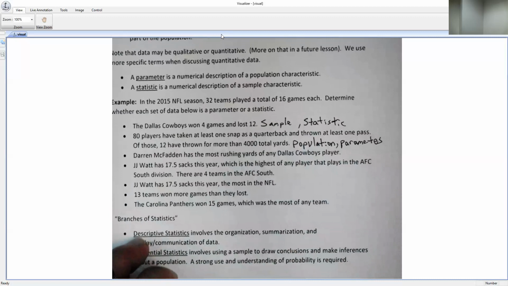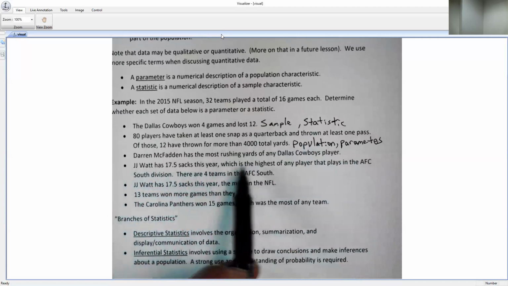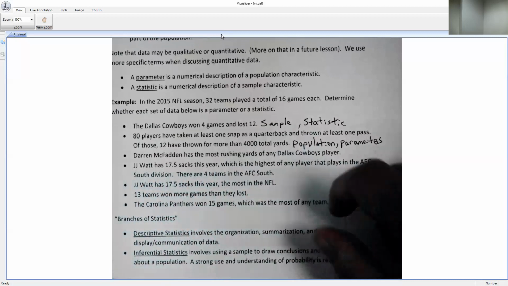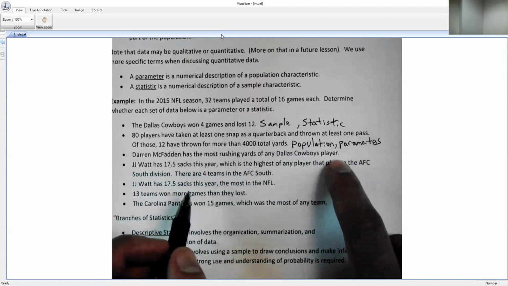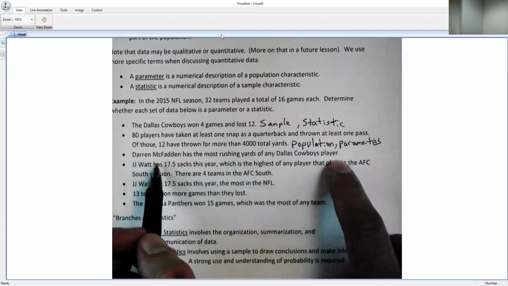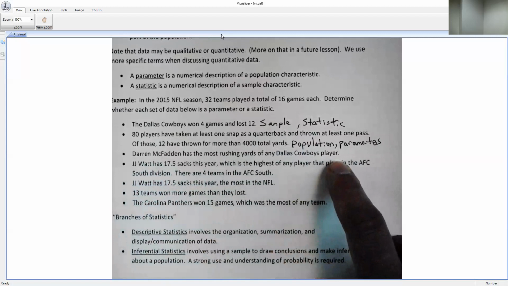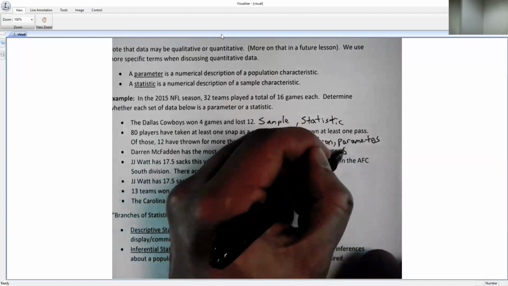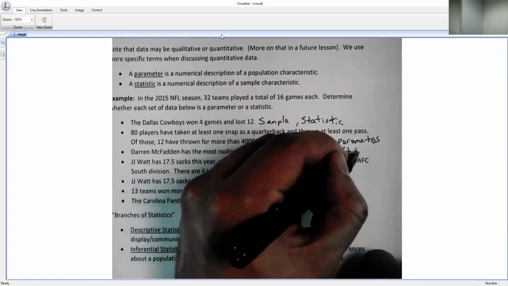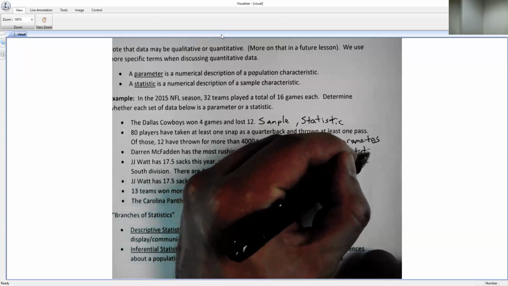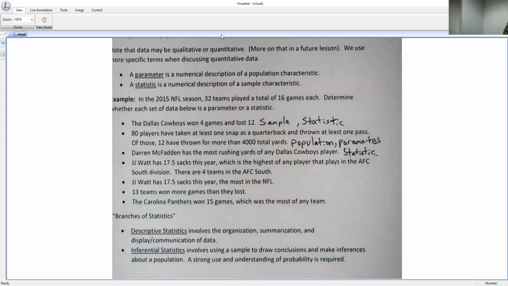Okay, next example, Darren McFadden has the most rushing yards of any Dallas Cowboys player. Well, since we're measuring something about only the Dallas Cowboys, that's only one team, this is clearly a statistic, just like our first example. Okay. We don't have any information about the other teams, so only a statistic.